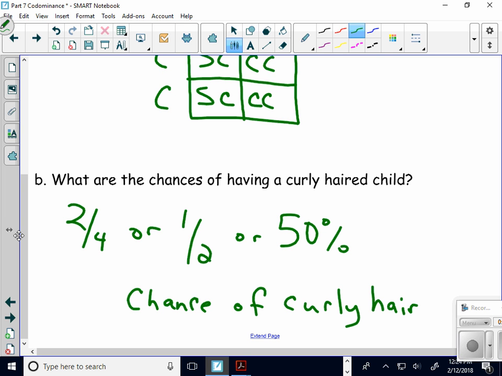Now, are we okay with codominance? Okay, give me a thumbs up. Let me see. Front row looks good. Second row, good. Miguel? All right, back row looks good.